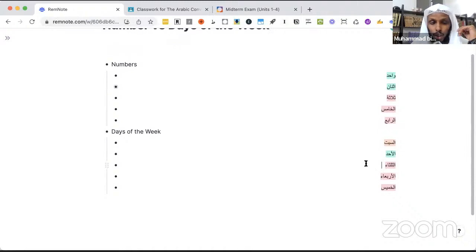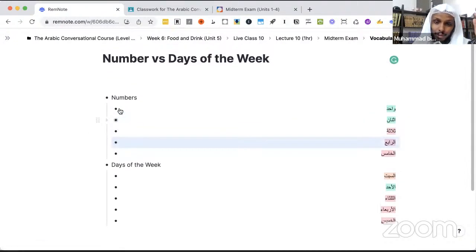So ثلاثة and ثلاثاء, most of you got it mixed up. Either you made ثلاثة a day of the week, or you made الثلاثاء a number. الثلاثاء is not a number. Likewise, الخامس and الخميس. I know they sound very similar, okay, but you have to differentiate between them. You can't say, for example, أذهب إلى العمل يوم الخامس. Okay, neither can you say, for example, أسكن في الدور الخميس. Okay, أسكن في الدور الخامس, the fifth floor. Okay, and أذهب إلى العمل يوم الخميس, Thursday. And الرابع, obviously a lot of you mixed it up with الأربعاء. Okay, so those were the mistakes.